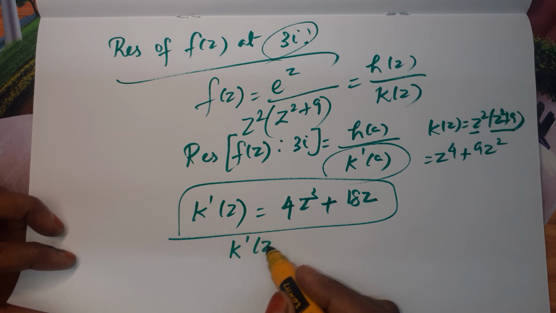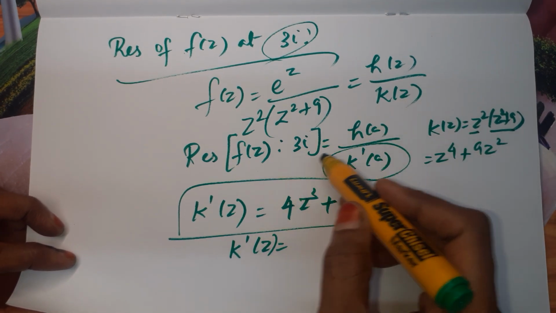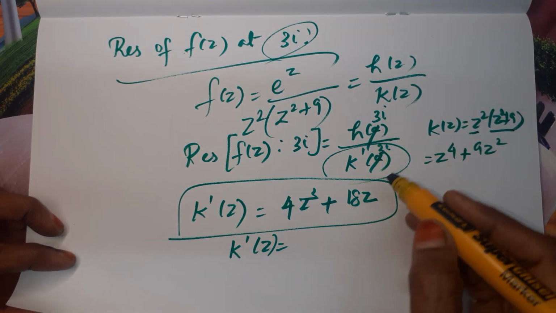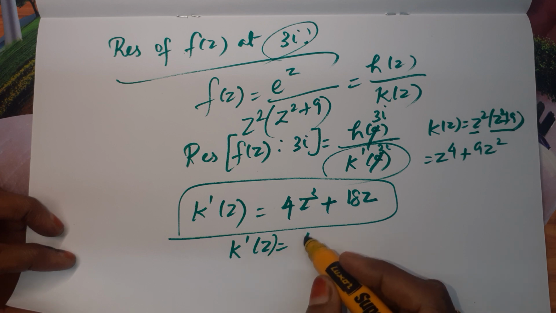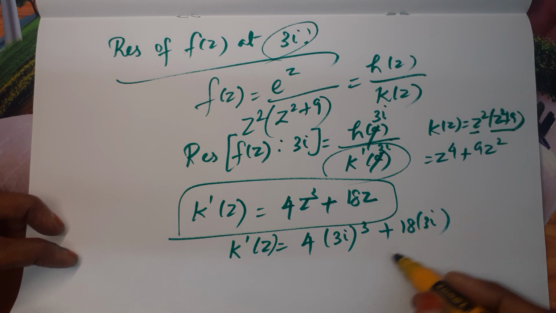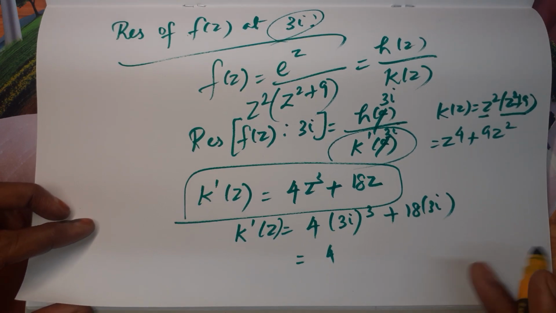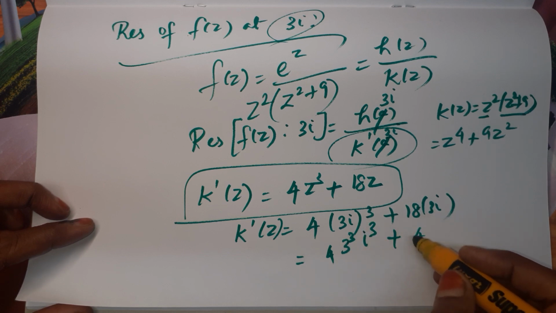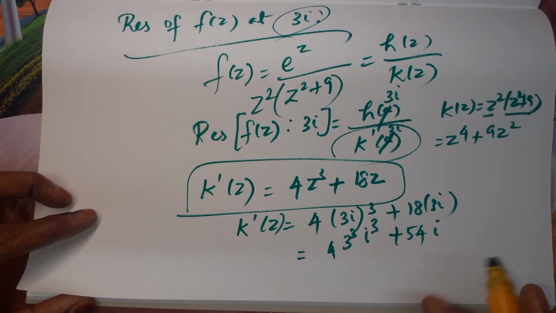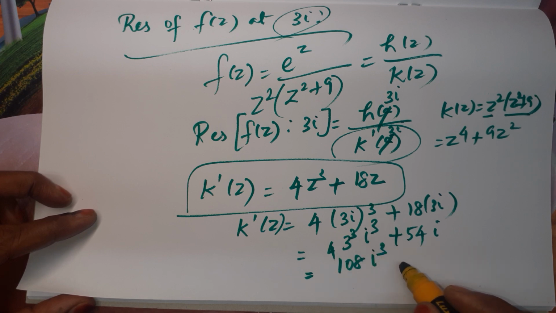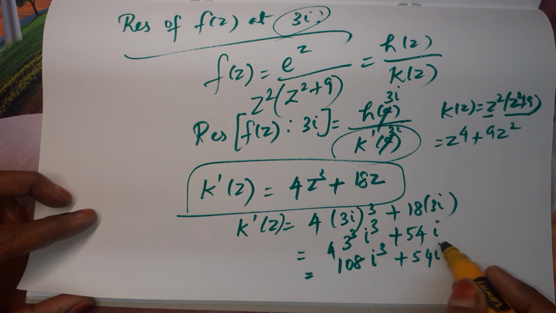After k dash of z, we have to replace z by 3i. That is the formula h of a. h of a means here h of 3i, k dash of 3i. We substitute 3i. So k dash of 3i is 4 into 3i the whole cube plus 18 into 3i. So 4 into 3 cube i cube plus 18 into 3, 54i. 3 cube is 3 3s are 9, 27. 27 into 4, that is 108 i cube plus 54i.